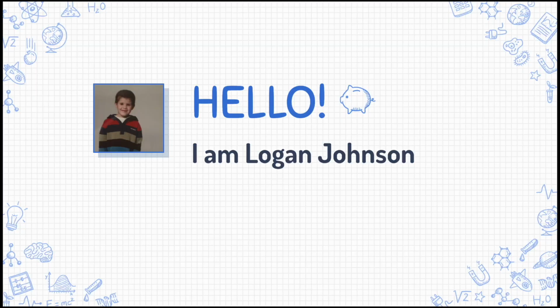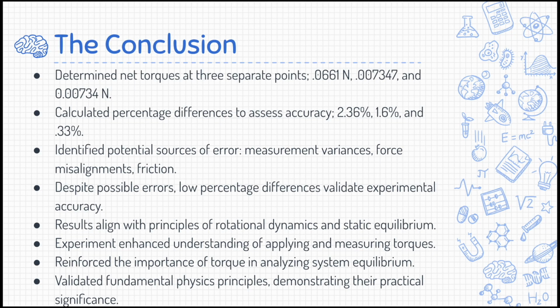Hi, my name is Logan Johnson. In our experiment, we applied forces at angles of 30 degrees, 180 degrees, and 330 degrees, and carefully measured the resulting torques. We found 3 separate points on our paper and determined the net torque for each one of them. The ideal outcome for a system in perfect equilibrium would be 0, and we found the net torques to be 0.0661 newtons, 0.007347 newtons, and 0.00734 newtons.